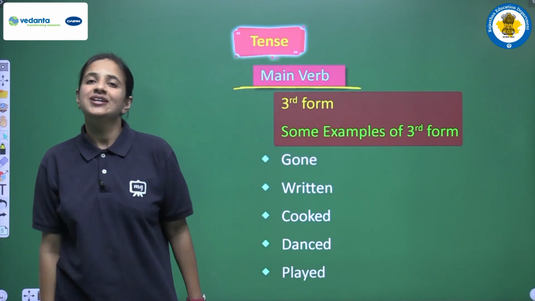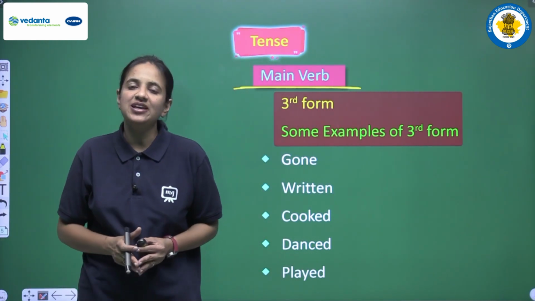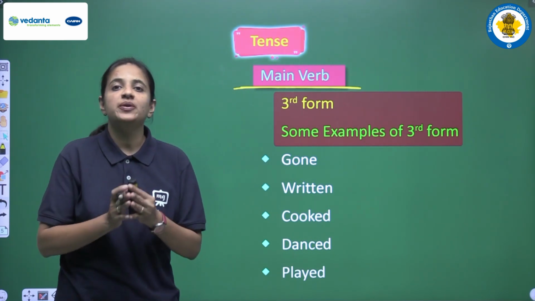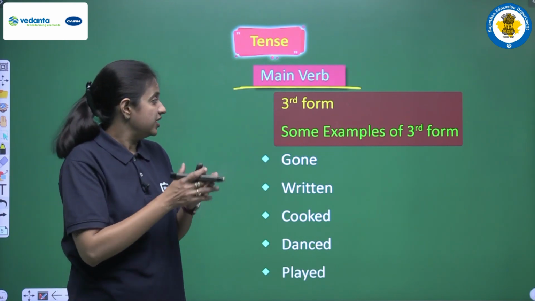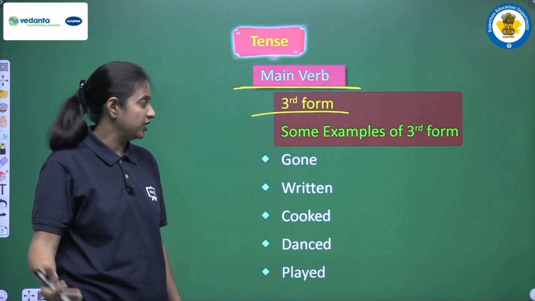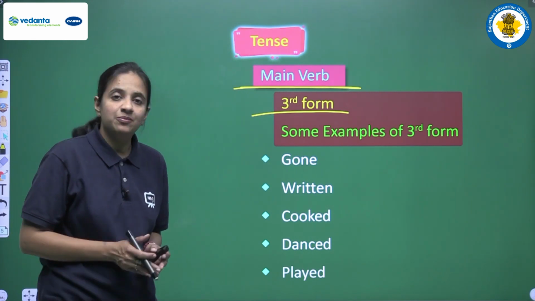Next, moving on, now we are talking about the main verb. So we all know that each and every tense, they are having their own form of the main verb, okay? So the main verb of present perfect tense. So in this tense always we use third form of the verb, okay? So now let's see some examples of third form.